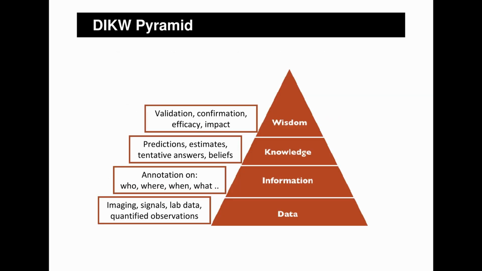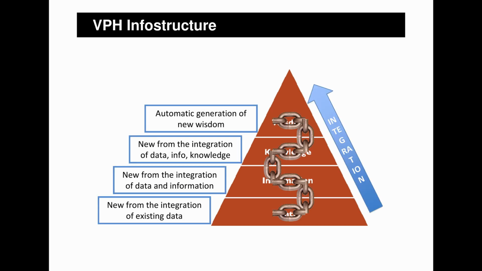Okay, so we have the DIKW pyramid, where you start with data, you build that into information, you put it into knowledge, and eventually, if you're really lucky and you live long enough, you end up with wisdom. And this is what we're trying to do. We're taking the data, we're trying to provide additional information on top of that. We've got metadata, trying to support what's there, and then from that we're trying to put in some predictions, some modeling, from which we can gain validation, confirmation, outcomes from the type of structures we're building.